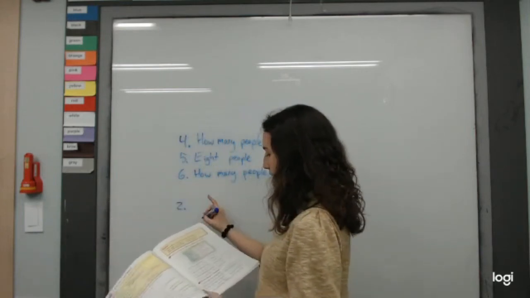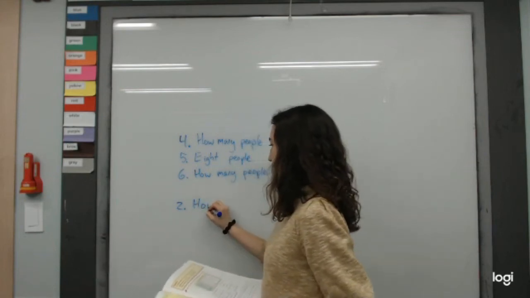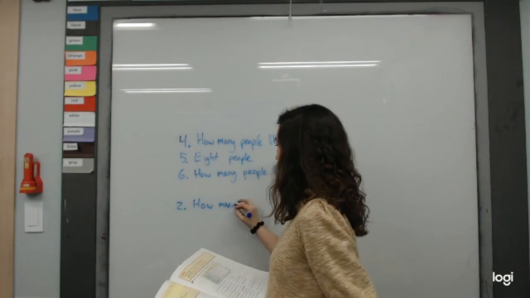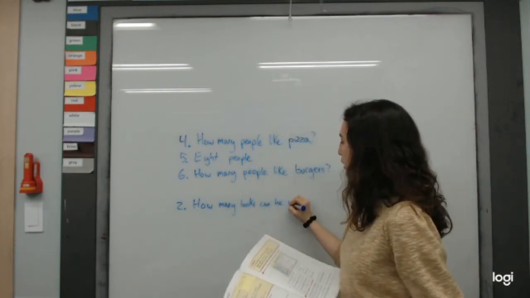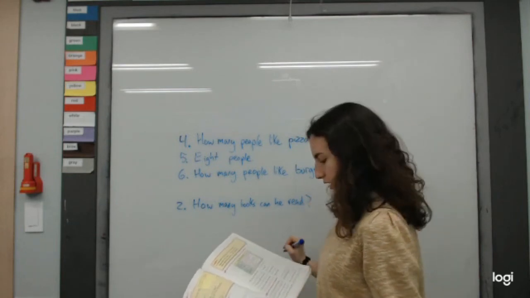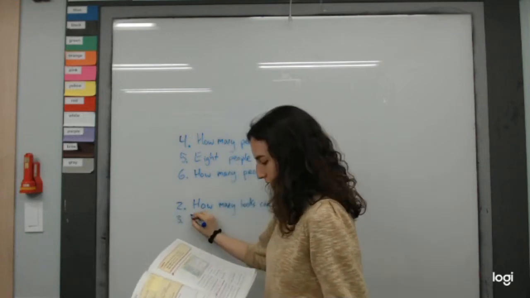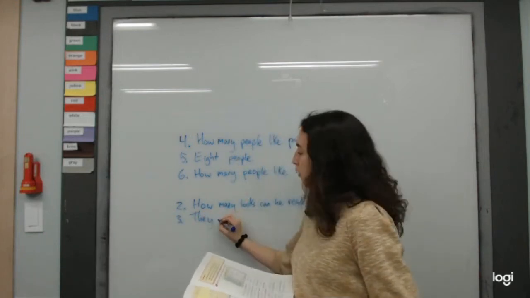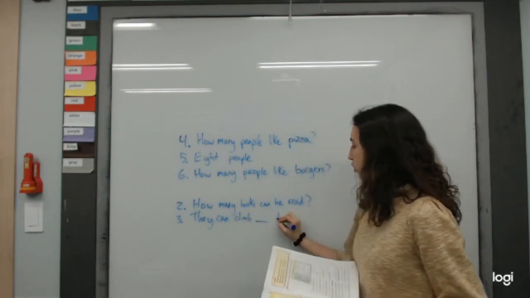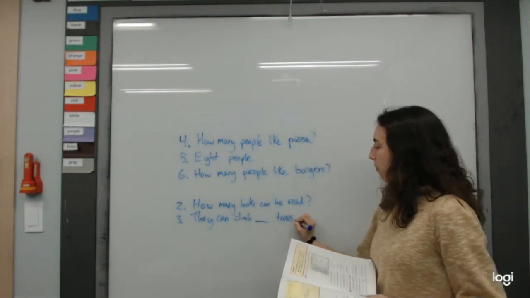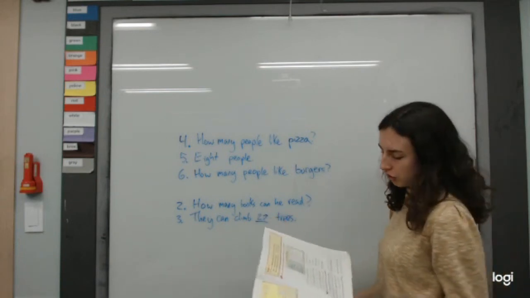This one, how many, he can read one book. The question is, how many books can he read? The next one, number 3, how many trees can they climb? So you have to start this with they can climb trees. But you can pick any number. So I will say 27. They can climb 27 trees.